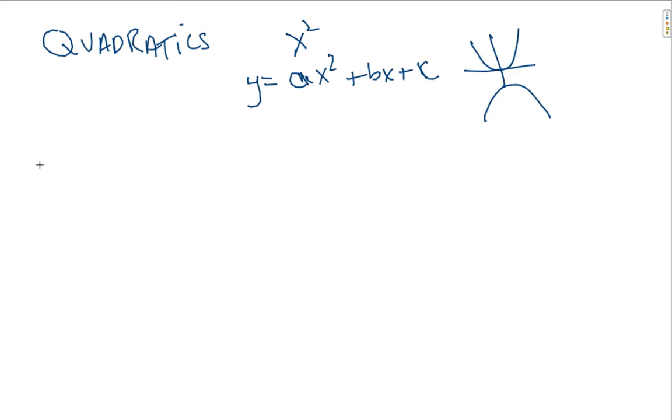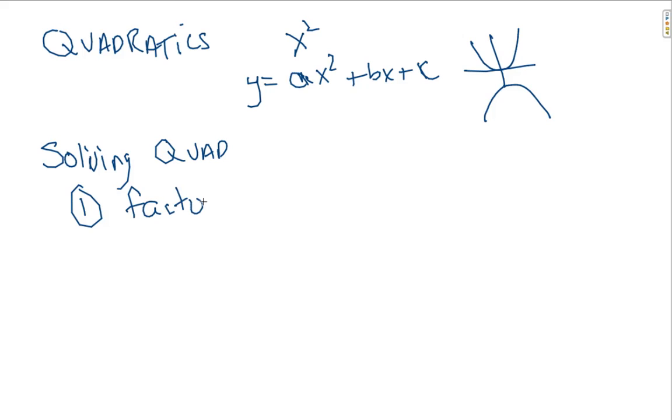Today we are going to largely deal with solving quadratics. When we solve quadratics, there are 5 ways that we do that. The first way is factoring. Here's an example. Factoring is the one that you're most common with.